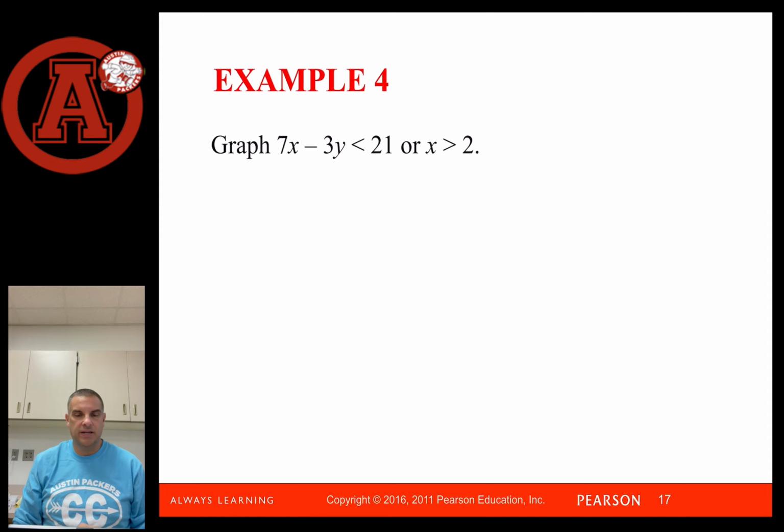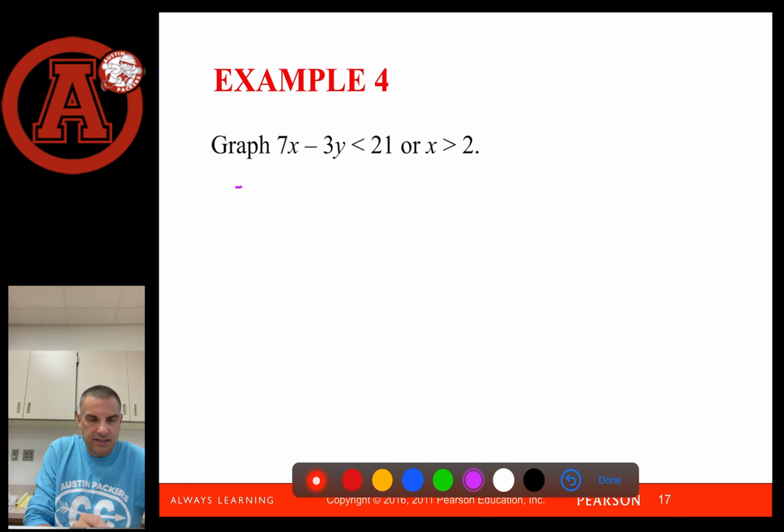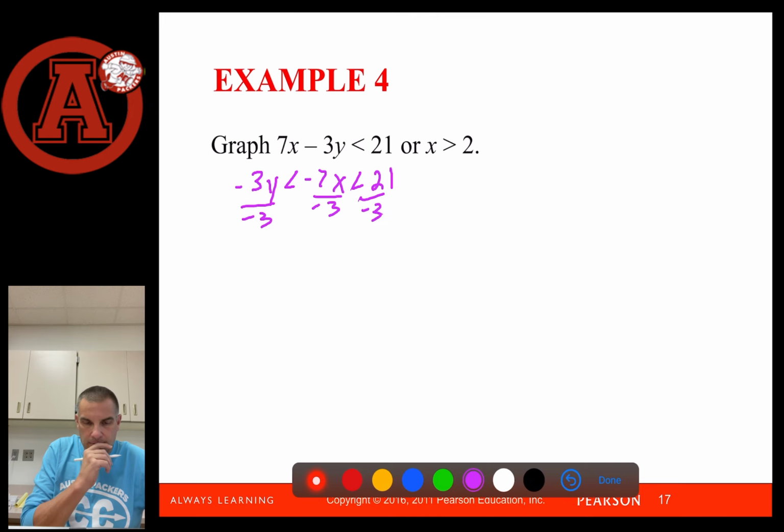So we've got 7x minus 3y is less than 21, or x is greater than 2. Again, we can just go ahead and do this however we want to do it. I'm going to leave it as an inequality this time. So I'm going to subtract 7x. Divide by negative 3. This should be plus 21. When I divide by -3, I have to switch the symbol. That's just going to be 7/3 x minus 7.